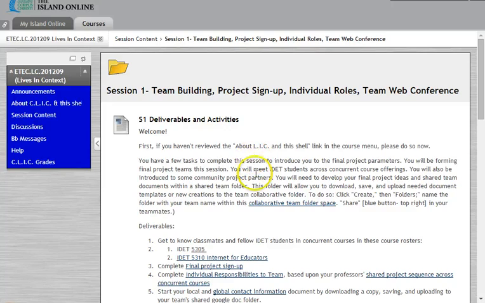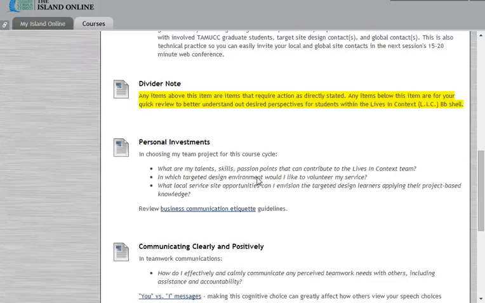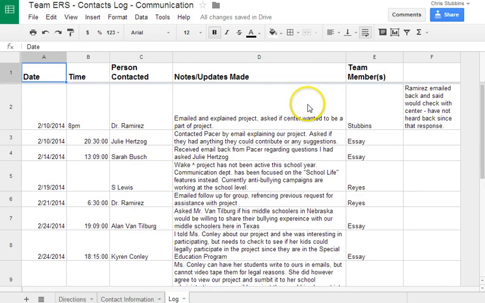Teams will also want to determine how they will communicate throughout and collaborate on the project. One tool that the team can use is a contact log. Your contact log is a crucial communication piece. This is where you'll have your local contact and your global contact information. This is where you can also keep track of who's communicating with whom and what the outcome of that communication was.